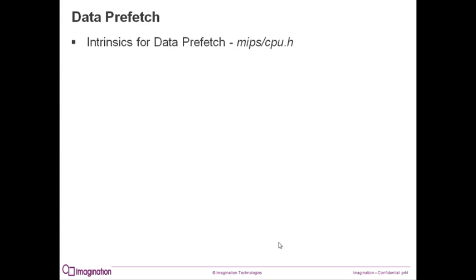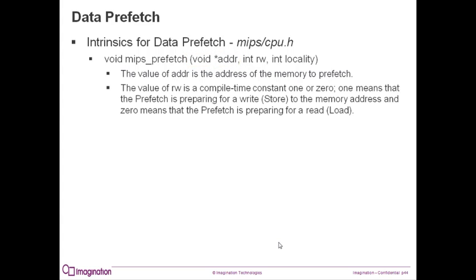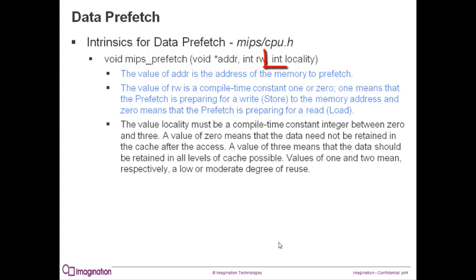There are two macros in the cpu.h file that allow you to use prefetch from C code. The first is the MIPS prefetch macro, which you would use to prefetch memory from a source buffer into the cache. For the memcopy case, the address argument would be set to the virtual address of the line you want to fetch. RW will be set to 0, and locality would be set to 0.